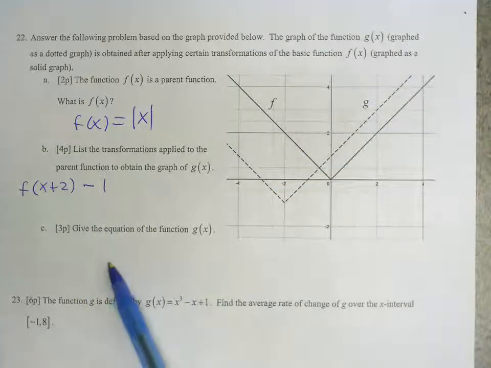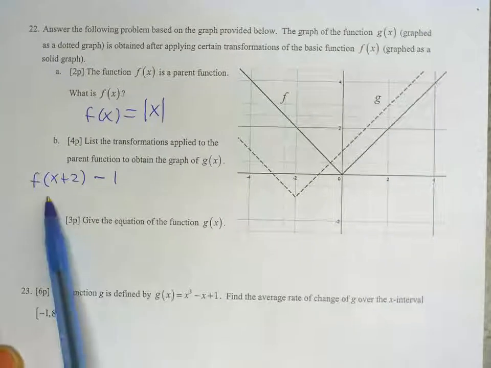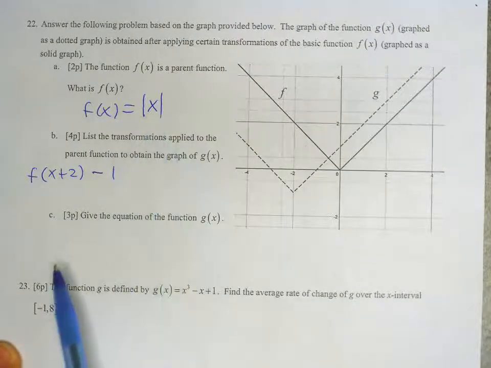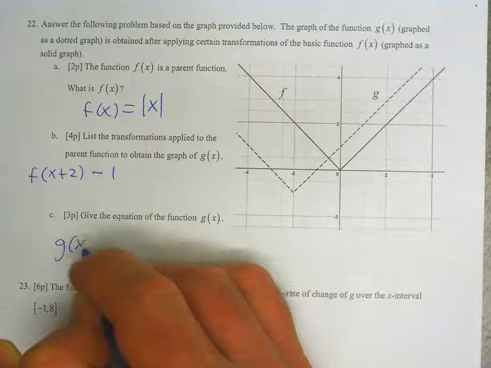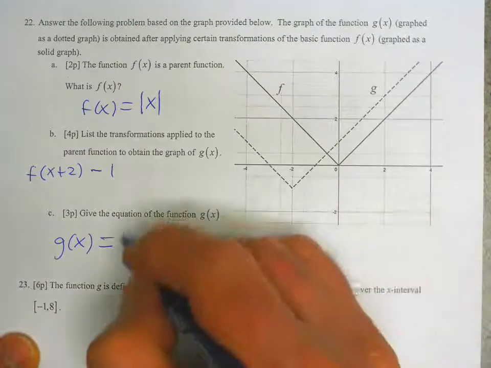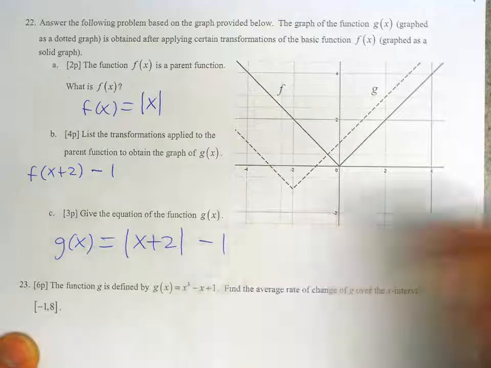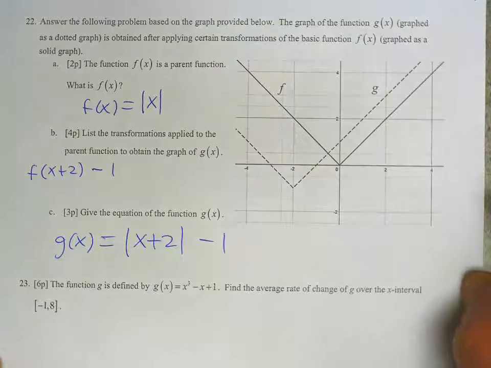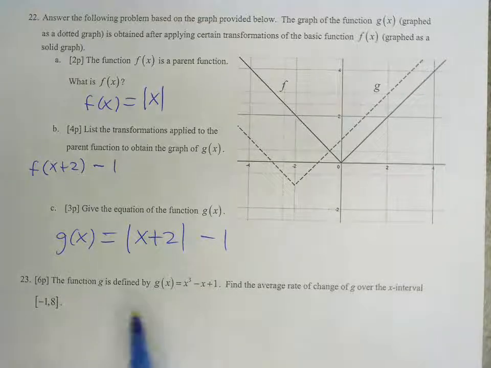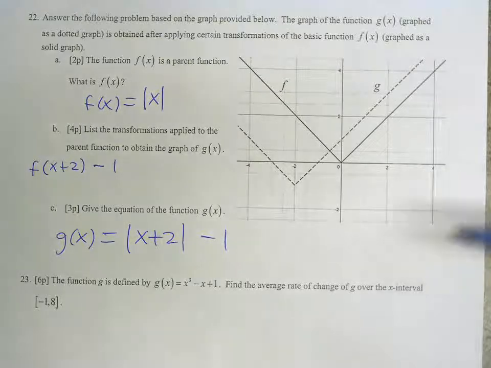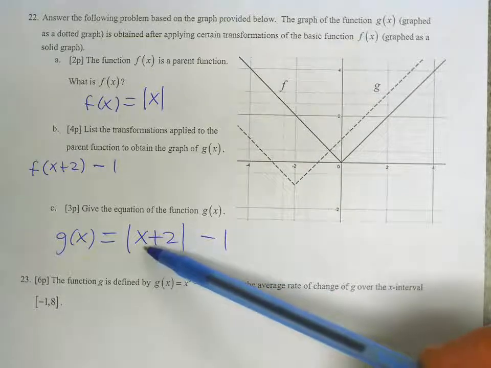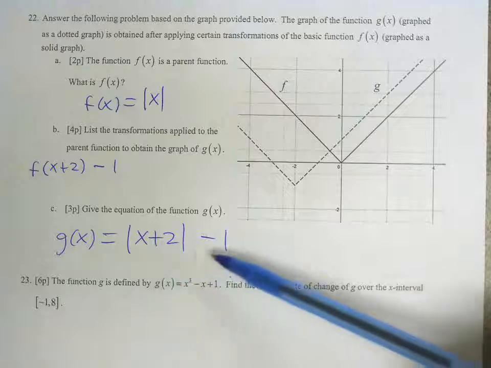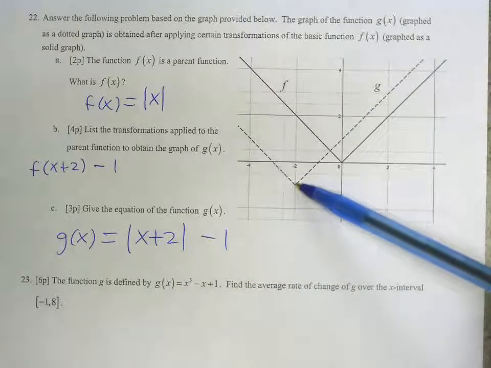Oh, but part C, so since f of x is the absolute value of x, then f of x plus 2 minus 1 is what g of x is. So this is the absolute value of x plus 2, minus 1. And then if you're in doubt about your function, well, you can test it. For example, when x is negative 2, replace x with negative 2, and you get 0 minus 1 is negative 1. So that appears to work.